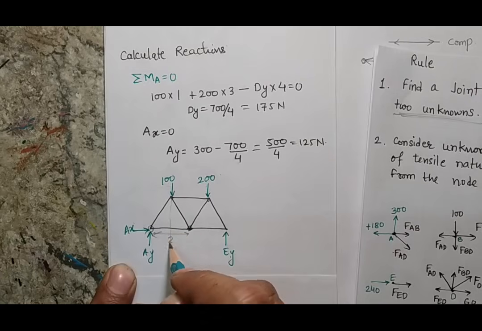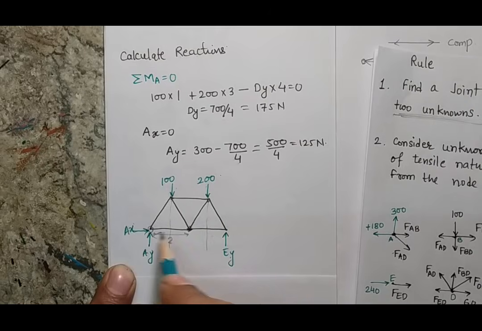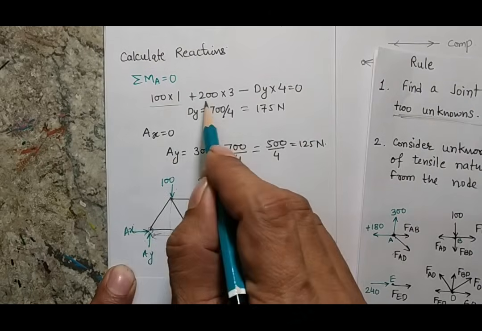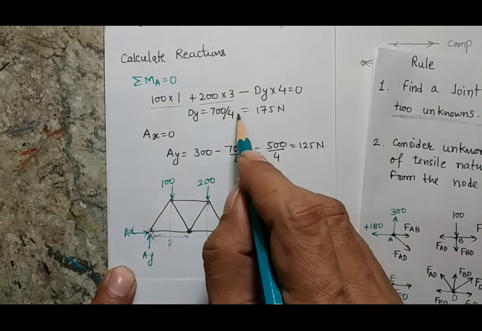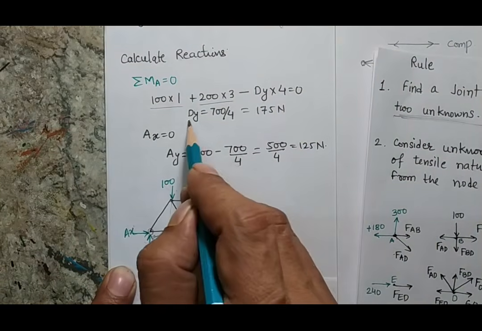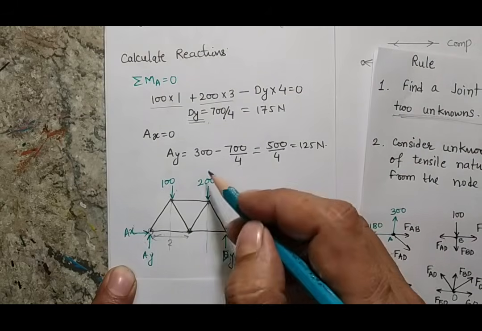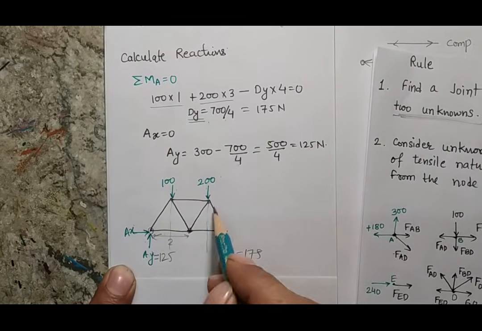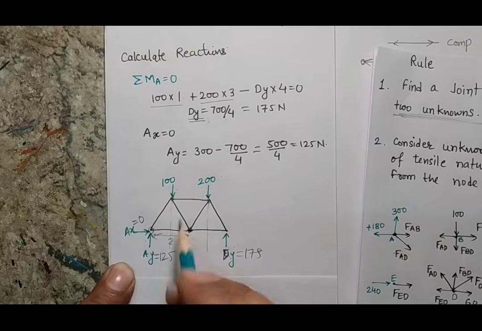So this is going this way, so 100 into 1, 200 is going this way, so 2 plus 1, 200 into 3, and the distance will be 4. So 100 into 1, plus 200 into 3, minus DY into 4, this is basically the DY force, not the EY force. From solving this equation, I get that the vertical reaction at point D is 175, and I know that the total downward force is 300, so the remaining reaction will be 125, and since there is no other horizontal force, AX will be 0. So now I have calculated my reactions.